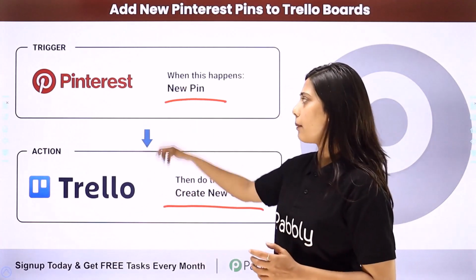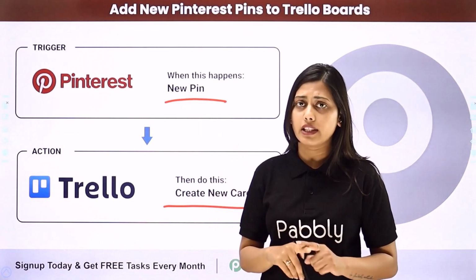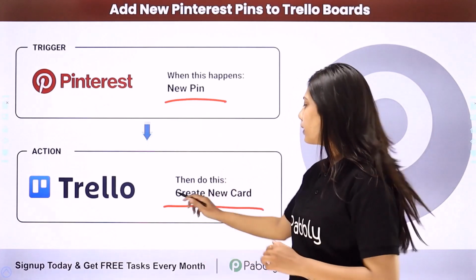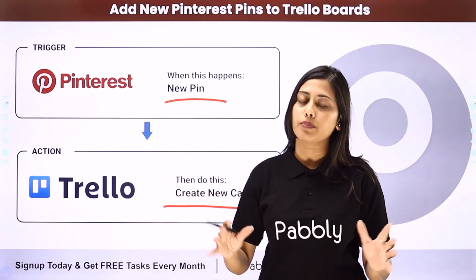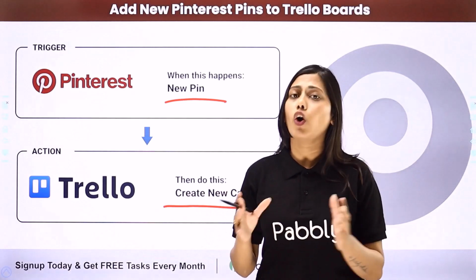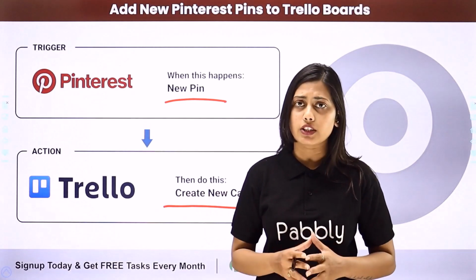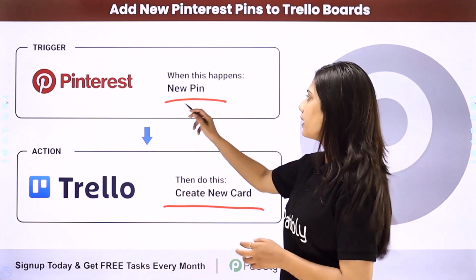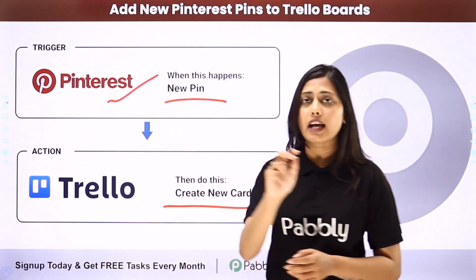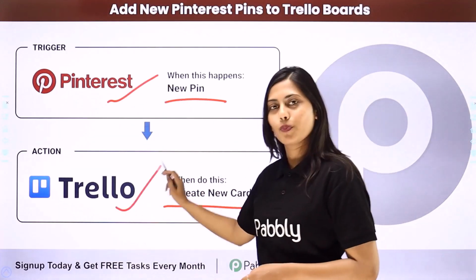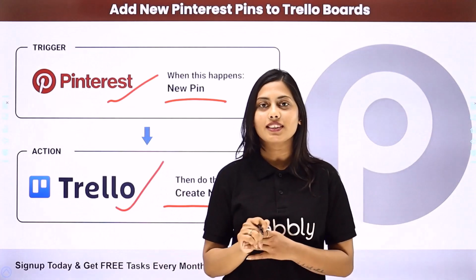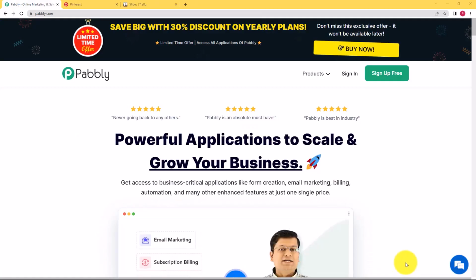But since both of these applications do not have a direct connection between them, you might have to do the work of creating a new card in Trello manually. But let me tell you, we can actually automate this process using Pabbly Connect, where our trigger will be creating a new pin in Pinterest and our action will be creating a new card in Trello. Let us learn how to do it. So in this video, we will learn how to add new Pinterest pins to Trello boards.